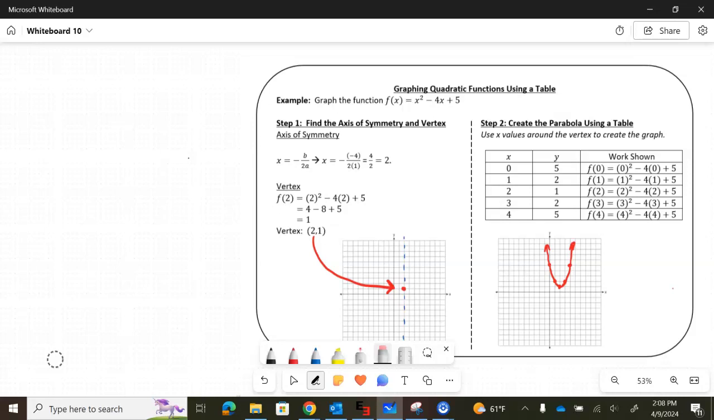And what they've done here is they've graphed the function f of x equals x squared minus 4x plus 5, and that's the graph that they ended up with. But where did all of this come from? How did they get that graph? We're going to go through those steps right now.